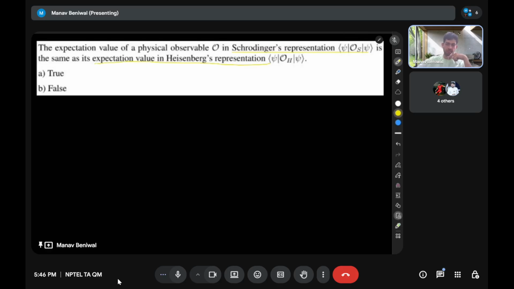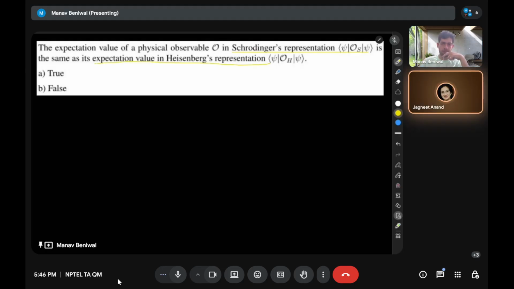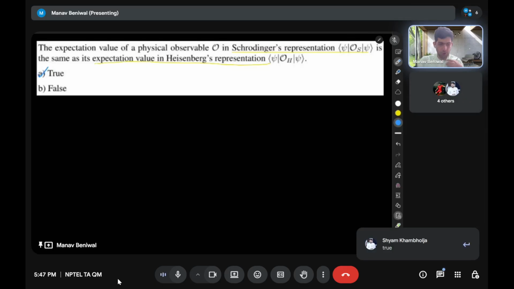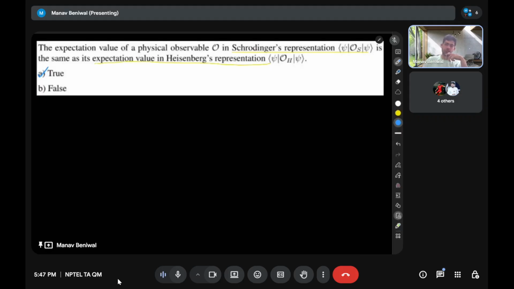I think expectation value should be the same, irrespective of which theory you go for. Yeah, exactly. Expectation value is what we observe, and it does not matter if we use Schrodinger's representation or Heisenberg's representation, we should get the same value, right?